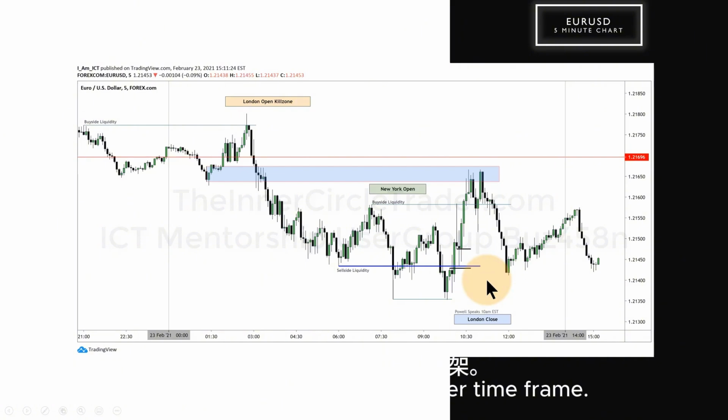I'm going to side with the higher time frame. It does not mean I'm going to be right. It doesn't mean it's going to be 100% accurate every single time. This means that that's the side I'm going to look for if I have the narrative in play.